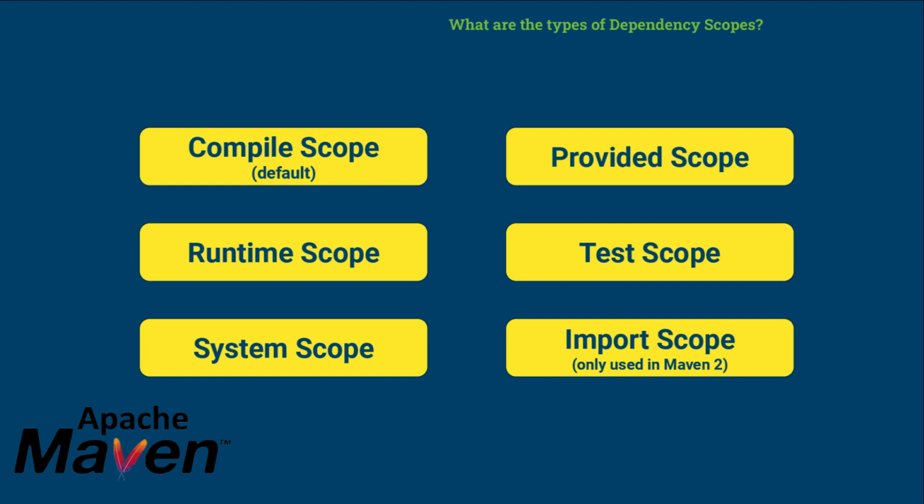Import scope, it is only used in Maven 2, used only in dependency management sections to indicate that the specified POM should be replaced with the dependencies in that POM's dependency management section. These dependency scopes help manage the class path and ensure that dependencies are available when needed, optimizing the application for different stages of the development lifecycle.